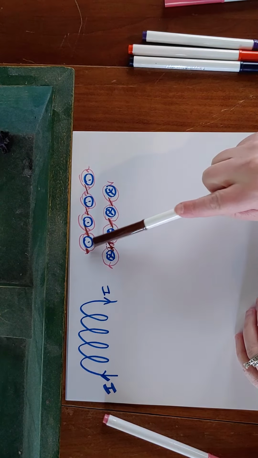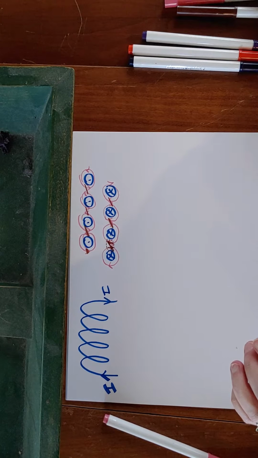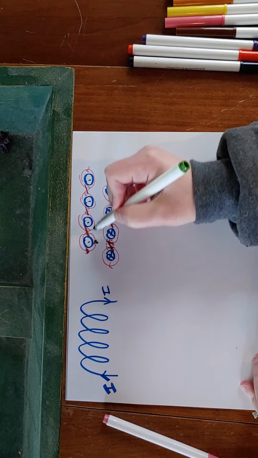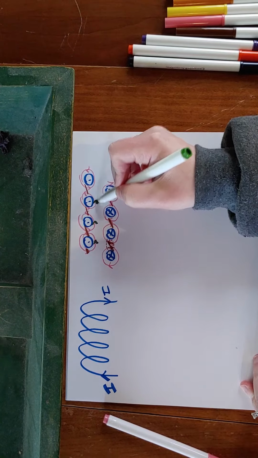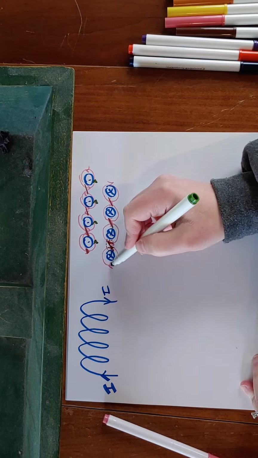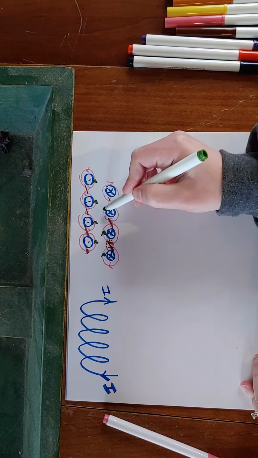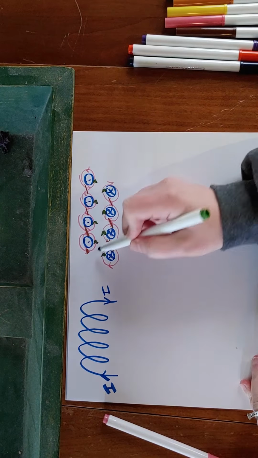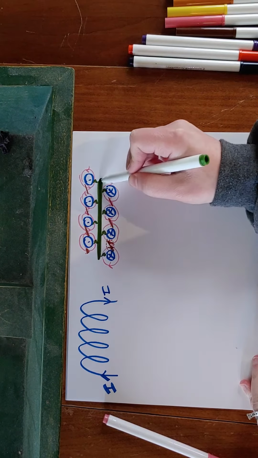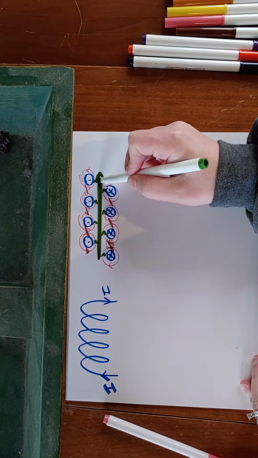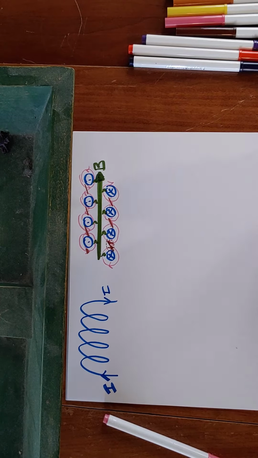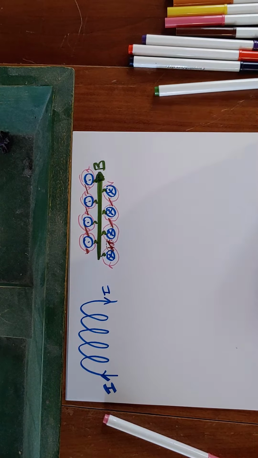But what is happening inside? So this one goes like this, this, this, and this. This one goes like that. All of those are going this way. So what we end up getting is a net B field inside the solenoid that looks like that, okay?